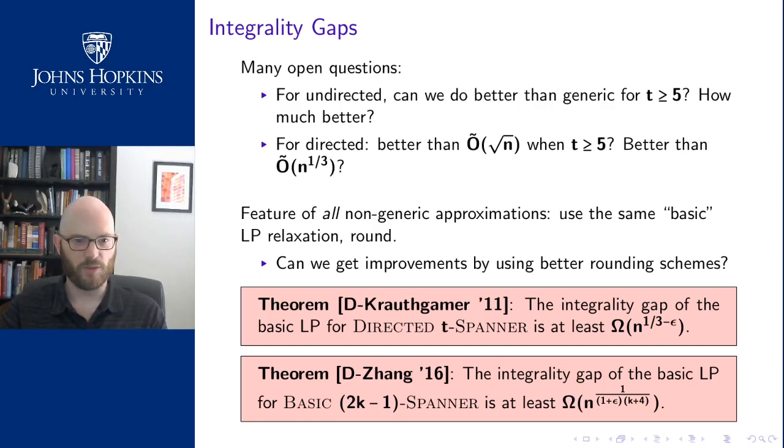Then following up on that in 2016, we showed that for the undirected setting you get the same thing. In the undirected setting, remember, n to the 1/k is the generic approximation. The gap turns out to be something like n to the 1/(k+4), so still basically n to the 1/k. Similarly to the directed case, what this is qualitatively saying is that yes, you can squeeze maybe a little bit more improvement out of the basic LP, but not a whole lot. You're not going to be able to dramatically beat the generic approximation, maybe only by a little bit. Okay, good.